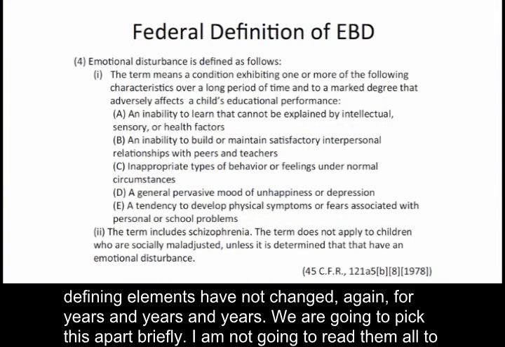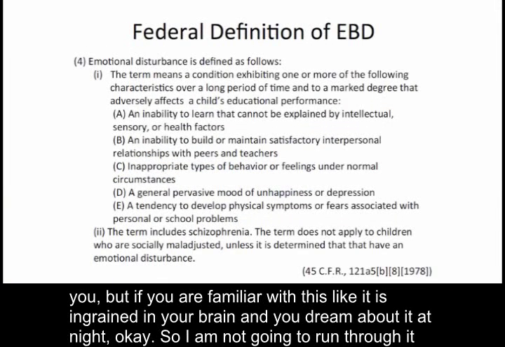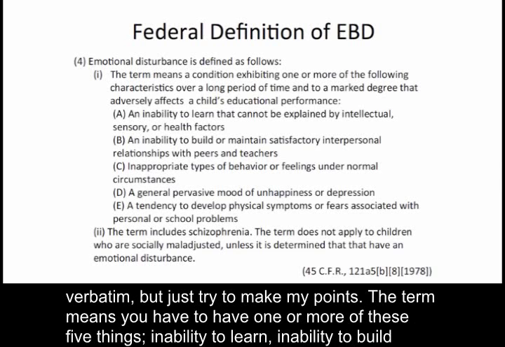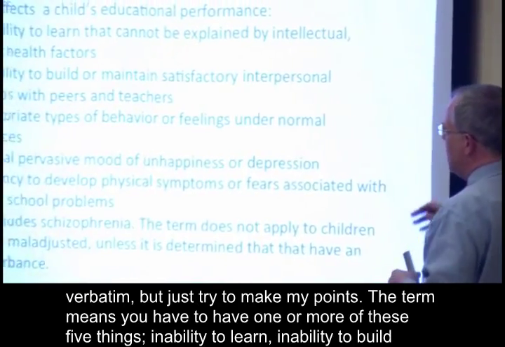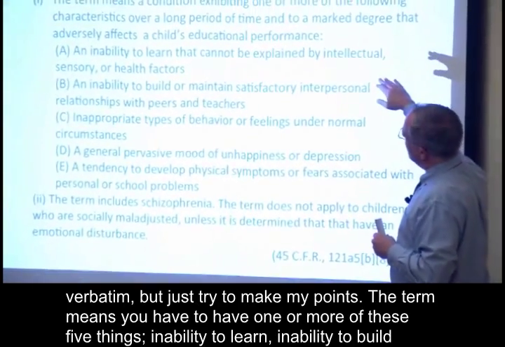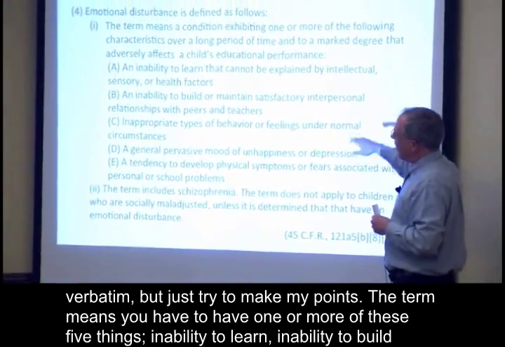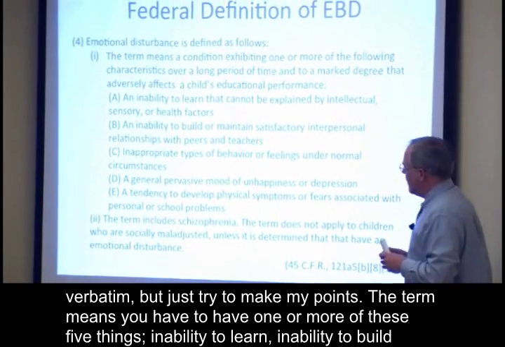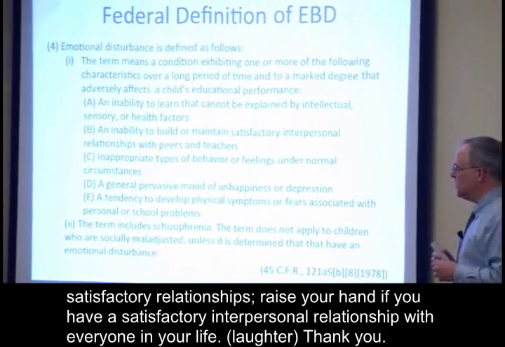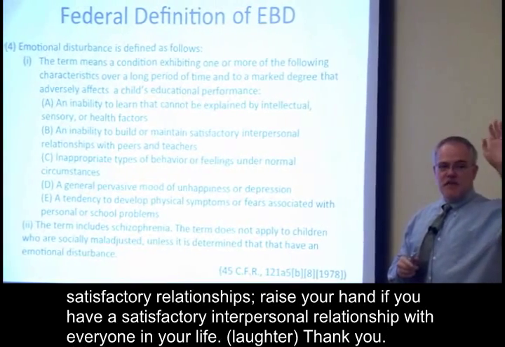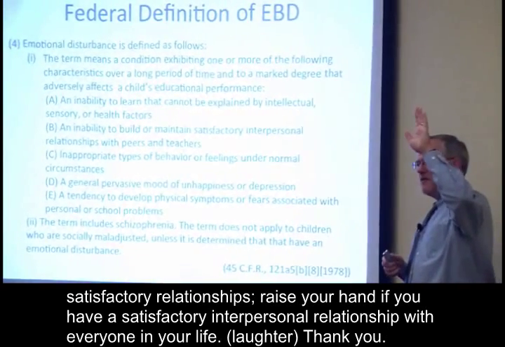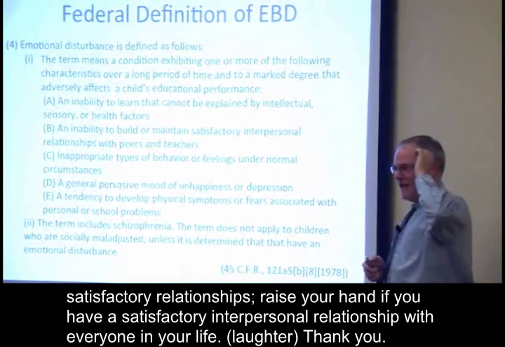We're going to pick this apart briefly. I'm not going to read them all to you, but if you know them, familiar with this, like it's ingrained in your brain, you dream about it at night. Okay, so I'm not going to run through it verbatim, but just try to make my points. The term means you have to have one or more of these five things: inability to learn, inability to build satisfactory relationships. Raise your hand if you have a satisfactory interpersonal relationship with everyone in your life. Thank you.